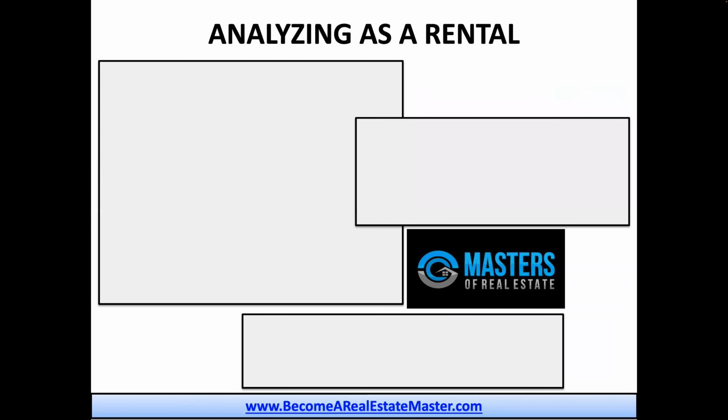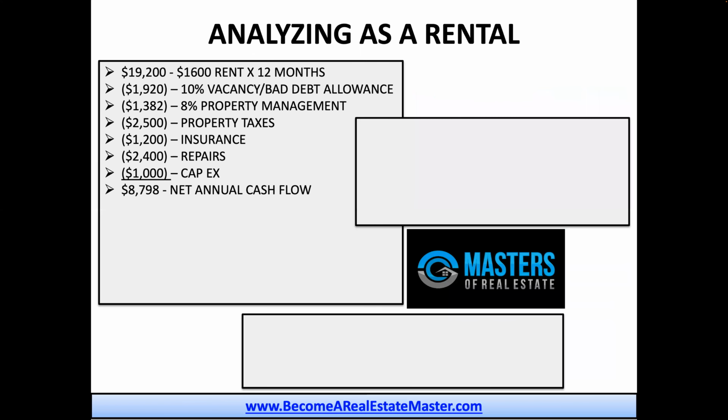Okay, so here is some basic math. If we have $1,600 a month in rent for 12 months, that's $19,200, minus vacancy and bad debt, minus management, taxes, insurance, repairs, and CapEx. The net cash flow is $8,798 a year in this example. And then you take out the loan payment, which is $499.65 a month in this example, and that net cash flow is $2,802 a year after your loan payment.